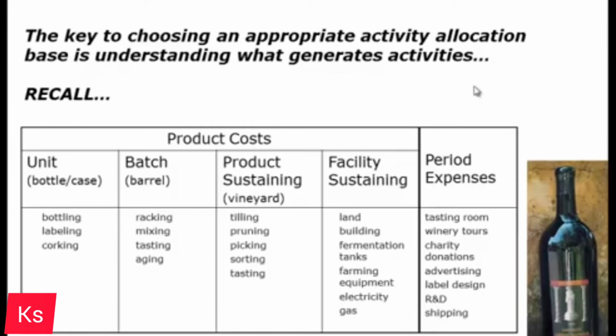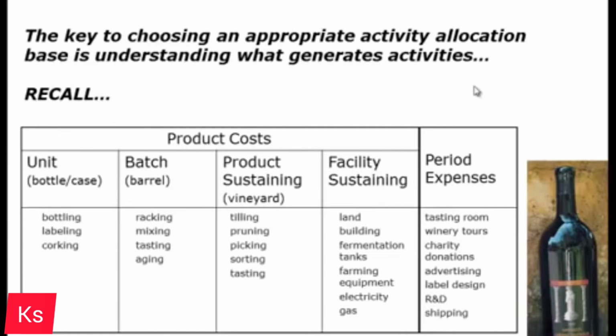So I had costs such as bottling and labeling and corking on the far left because those are unit level costs. And then I had costs associated with a barrel in the second column. So mixing, tasting, aging, the cost of the barrel itself. In the third column, I had costs associated with sustaining an entire product line. So in our example, that would be the cost of maintaining the vineyard itself. So the pruning and the picking and the sorting and the tasting.